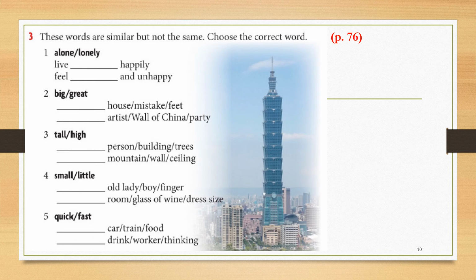Okay, so we should move to exercise number 3. These words are similar but not the same. Choose the correct one, like alone and lonely, big and great, tall and high, small and little, quick and fast. I hope that you can learn the words in here.